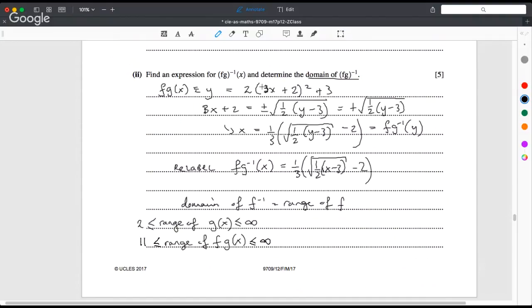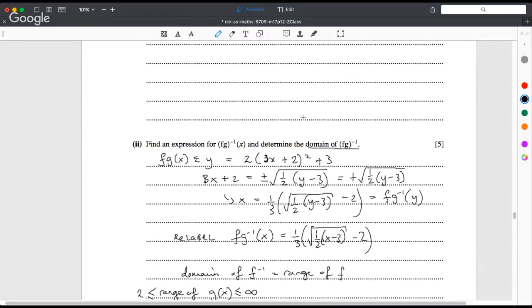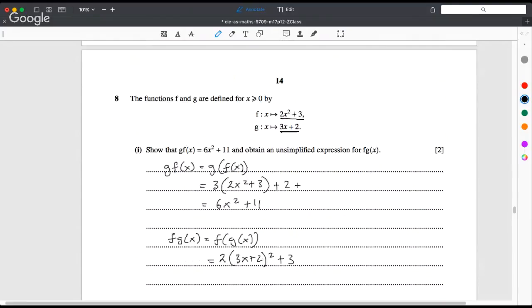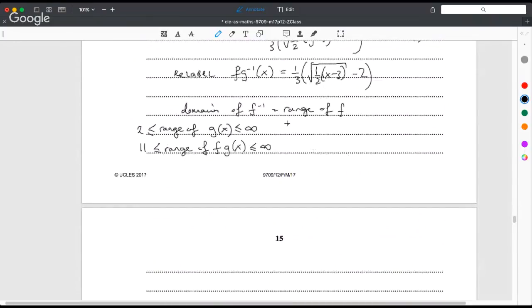So you can also think of going straight into fg, or you can think about it as finding out what the ranges of g are and then plugging them into f as well. So this would have given you a minimum of 2, which would then go in as a minimum of 2. 2 times 2 squared plus 3 is exactly the same as what it was. So that gives you the solution for the domain. The domain of fg inverse of x is greater than or equal to 11 and less than or equal to infinity.